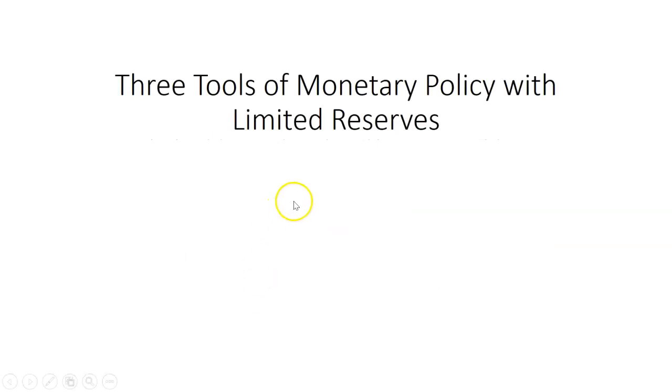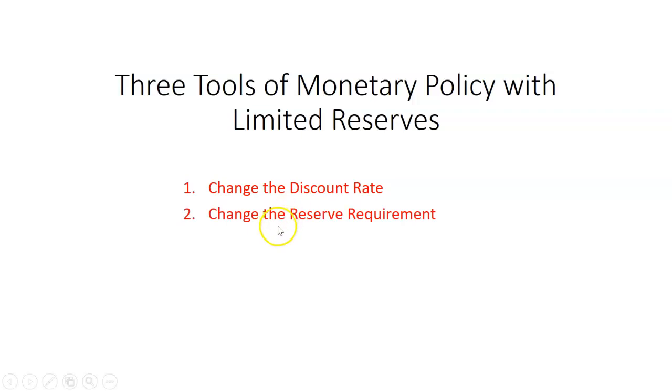We've gone over in a previous screencast the three tools of monetary policy. Just as a review, the central bank could change the discount rate. And remember, the discount rate is the interest rate that the Fed charges a member bank for taking out a loan. The central bank could also change the reserve requirement, or they could participate in open market operations. Open market operations is the buying and selling of government bonds.